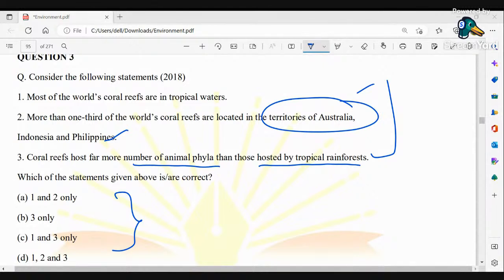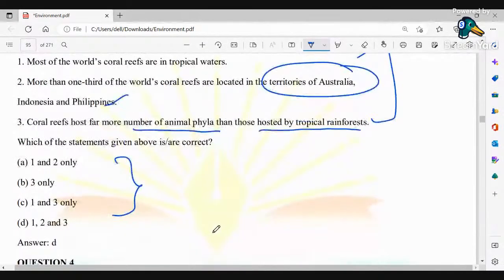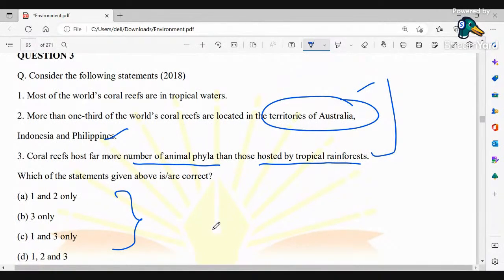Most of the world's coral reefs. So it basically talks about coral reefs, their habitats, and their association with tropical rainforests. Anyone with the correct answer to question number 3? Fine. So here the correct option is D, where all the statements given above are correct. You could study it later.